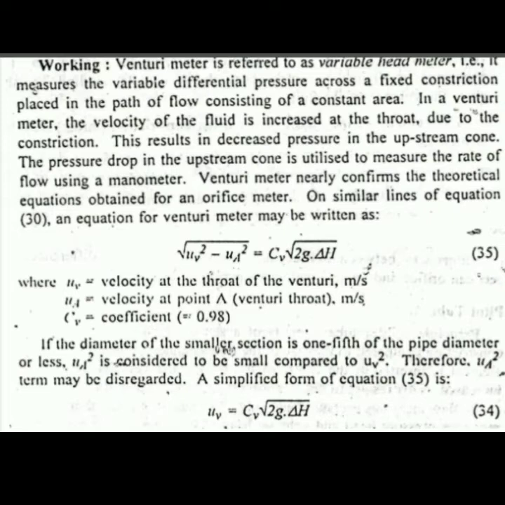When this Venturi meter is referred to as a variable head meter, that is, it measures the variable differential pressure across a fixed constriction placed in the path of flow. In this meter, the velocity of fluid is increased at the throat due to the constriction.